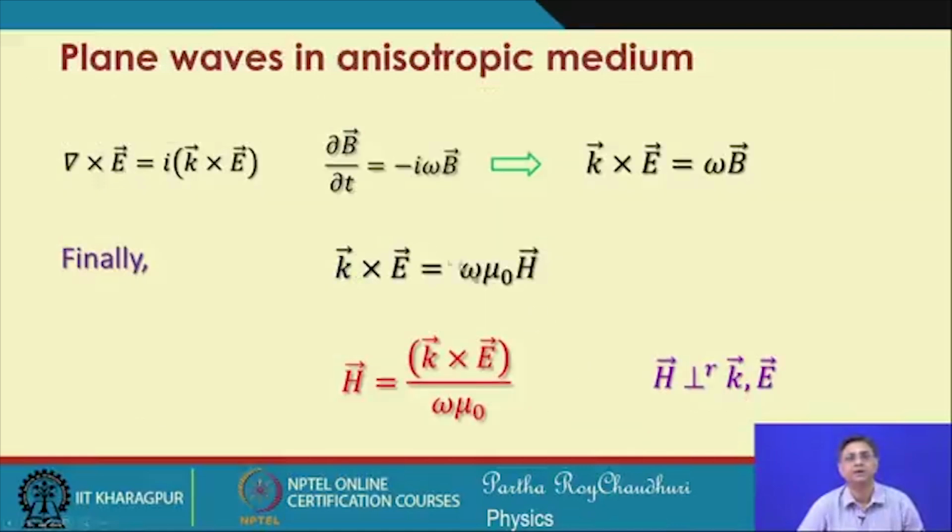If we bring them together, then we can write k cross E equal to omega mu naught H, and we have seen this in a similar way in the case of isotropic medium also. So, H can be represented in this form: k cross E by omega mu naught. It is very interesting to note that, and this property will be used everywhere: when you know the electric field, how to bring out the magnetic field using this relationship. From here we can understand that the direction of H is perpendicular to the plane which contains the k and E vectors.